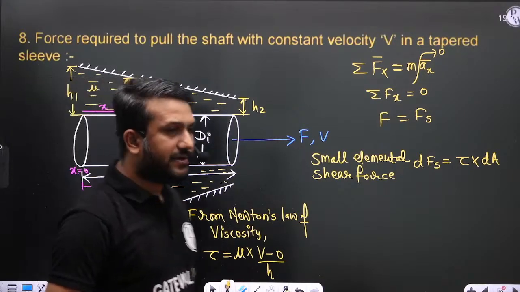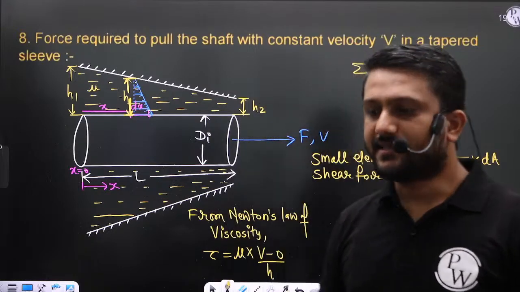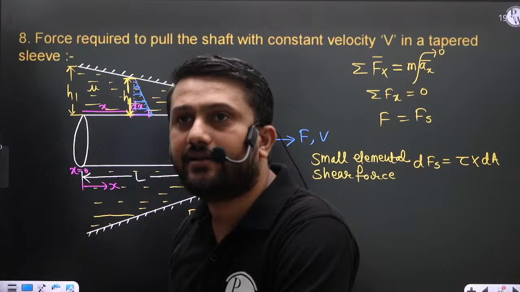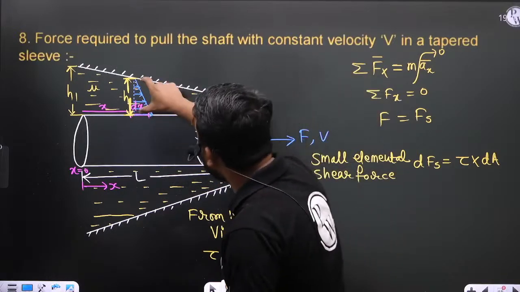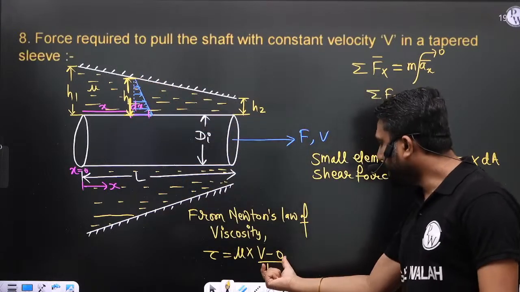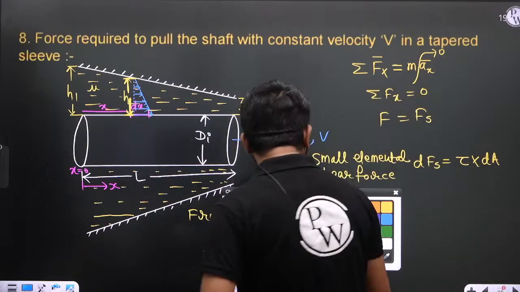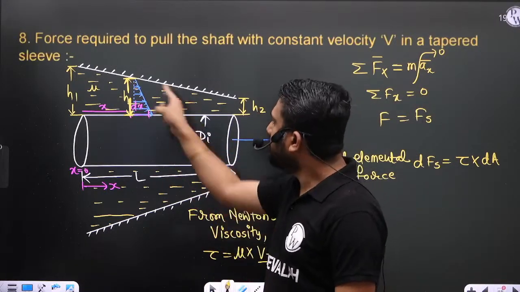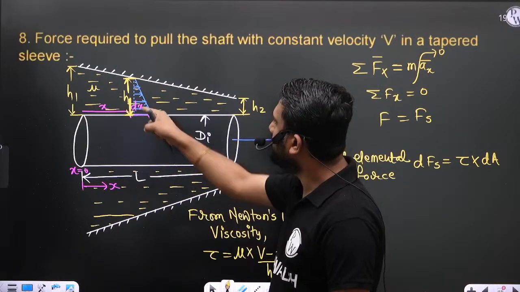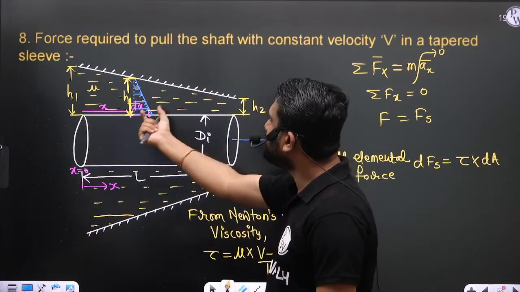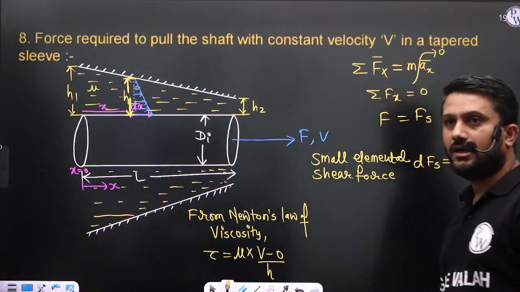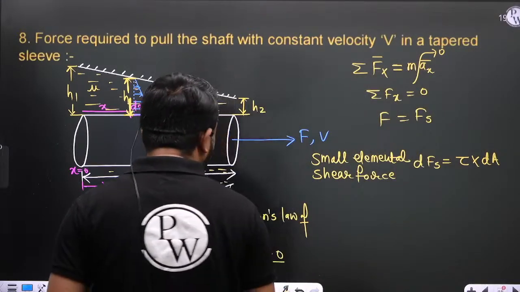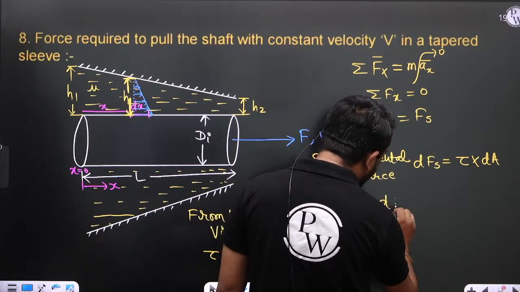Are you getting my point? For that small element, this gap is h. So that's why I'm writing h. So this is the shear stress experienced by this small element. Is it clear or not? Okay, fine.